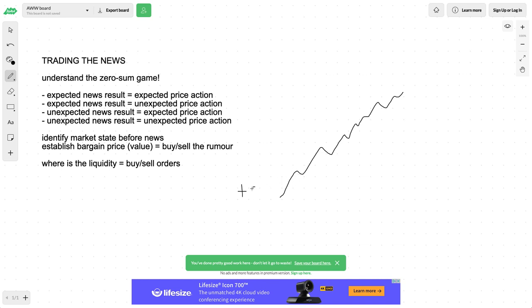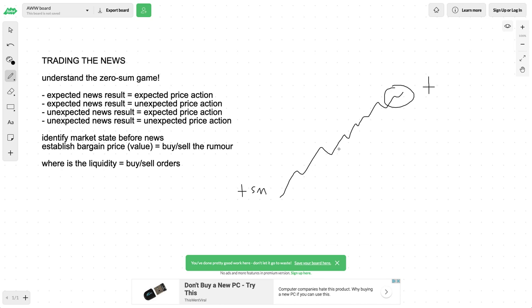The smart money, financial institutions, whatever you want to call them, have already been buying in anticipation of a potential rate hike. By the time the rate hike comes out, somewhere around here, retail traders have missed the move. The banks have already established a bargain price all the way down here with the expectation that they're going to hike rates. And by the time they do hike rates on such and such date, then for retail traders there's no edge there, right? Even if price was to go higher, this is where the money was made.